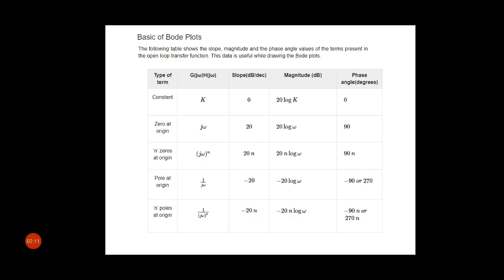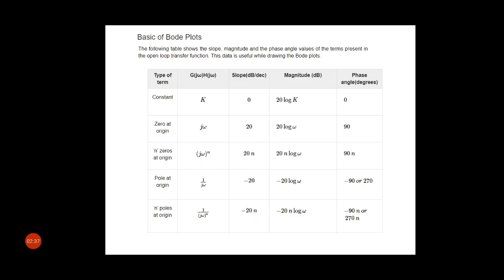Now see, if we have a pole at origin, that means G(jω)H(jω) equals 1 by jω, then our slope will be minus 20 dB per decade, the magnitude is minus 20 log ω, and the phase angle is minus 90 or 270. Okay.